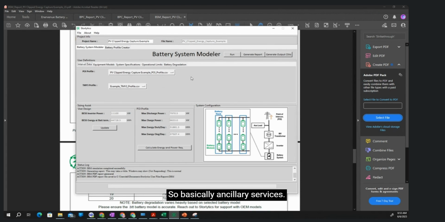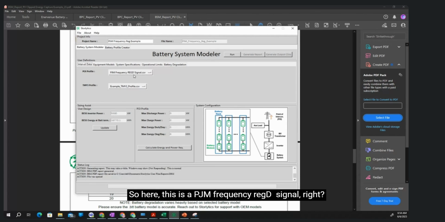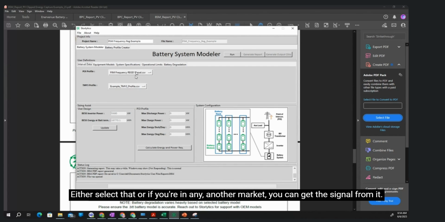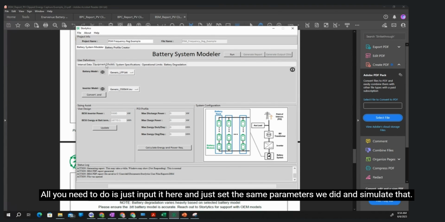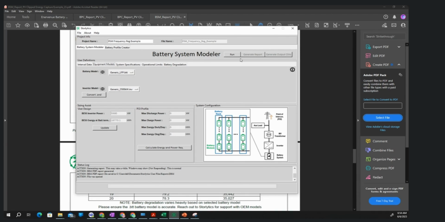Yep. So basically, in storage services, we actually have an example here for a PJM signal. This is a PJM frequency regulation D signal. You can either select that, or if you're in another market, you can get the signal from it. All you need to do is input it here, set the same parameters we did, and simulate that. Okay.